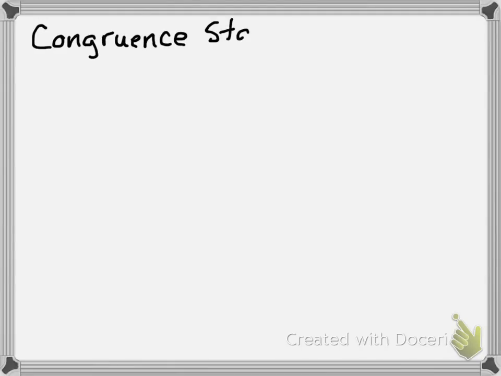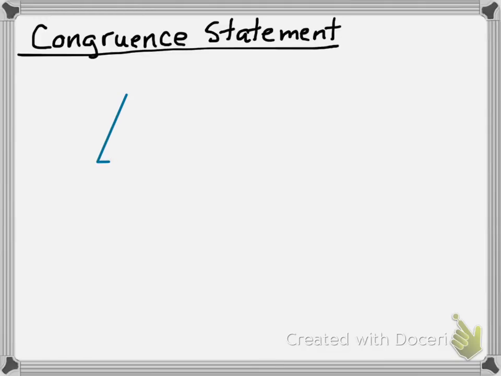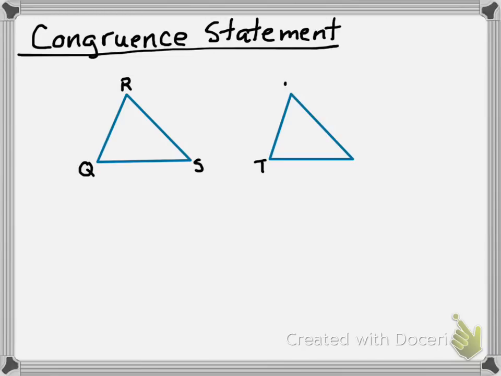Okay, now we are going to write a congruence statement. It's the way that you write that two triangles are congruent. So I'm going to draw some more congruent triangles here. First you can see that they are congruent because each side has another side that it matches, and each angle has another angle that it matches.